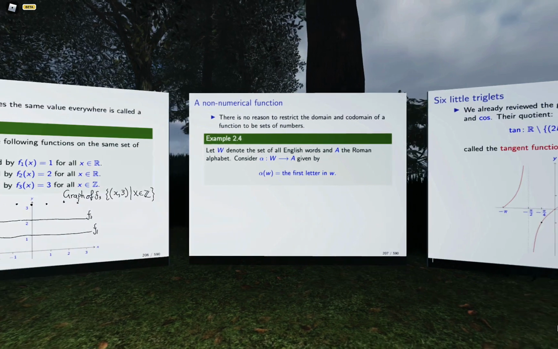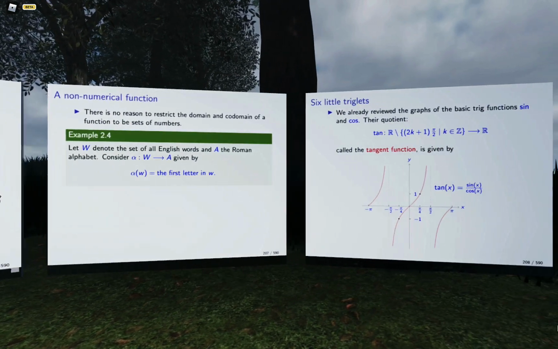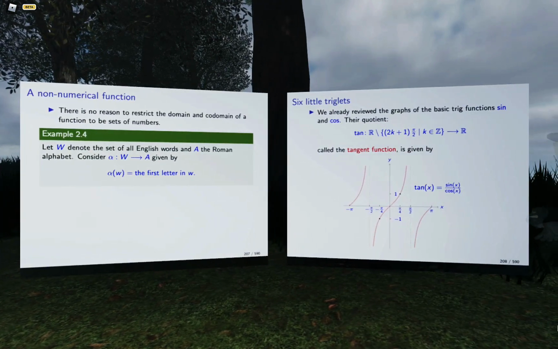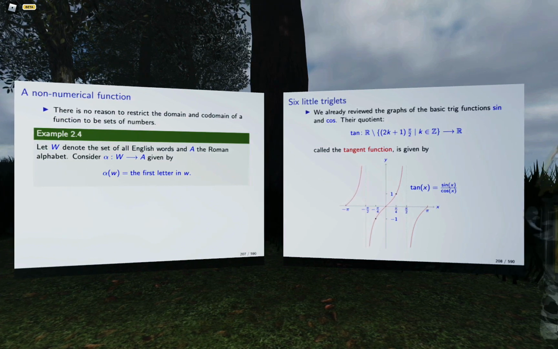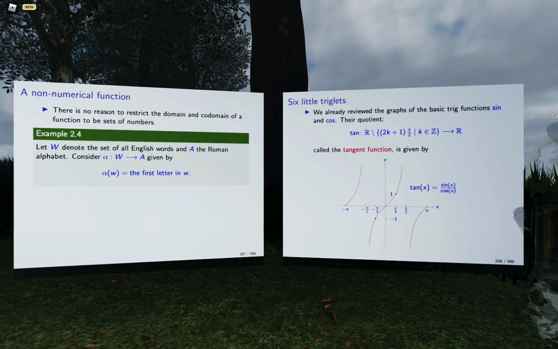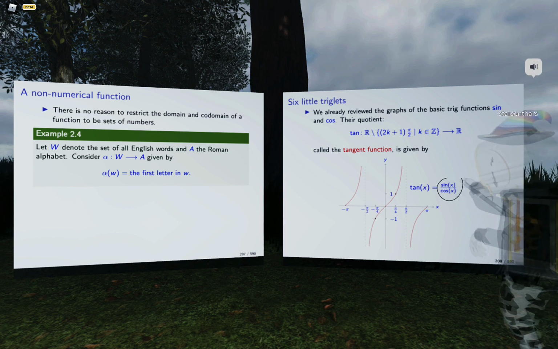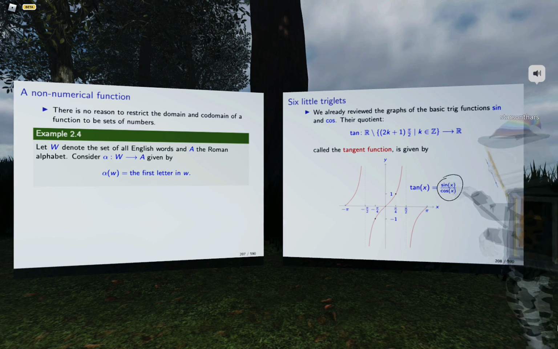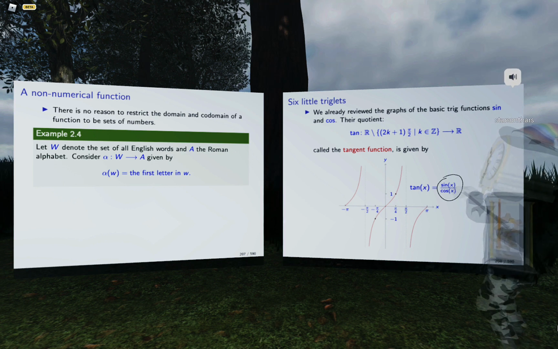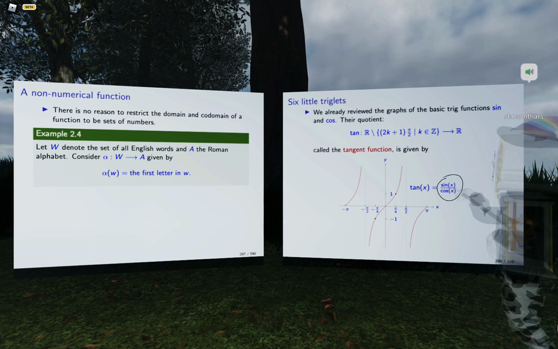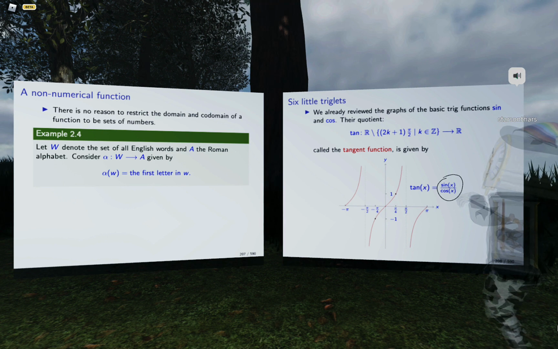Okay, so we're going to spend some time now talking about some hopefully familiar functions, various trigonometric functions. And the thing I want you to pay attention to here is the domain of tan. So tan is sine divided by cosine. That's familiar. Which means that it's only defined on real numbers where cosine is non-zero. Of course, sine and cosine are defined everywhere.